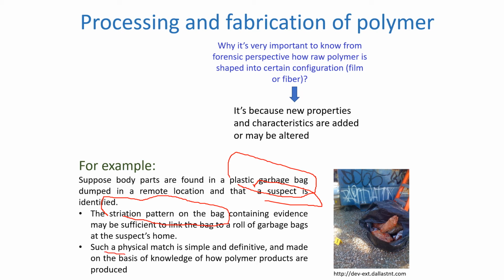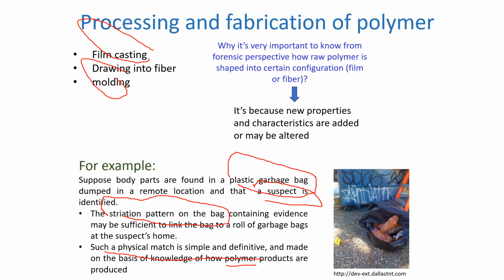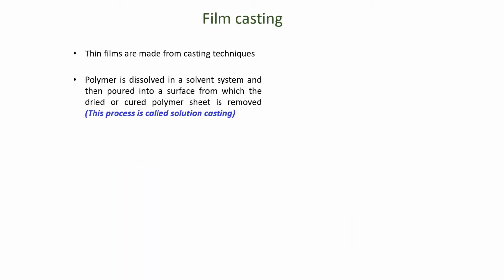Such a physical match is simple and definitive, if only you know how the polymer is produced, how a garbage bag is produced. It is either by film casting, drawing, or molding. Drawing into fiber is an example of using a spinneret to produce rayon fiber. So let us look at film casting.